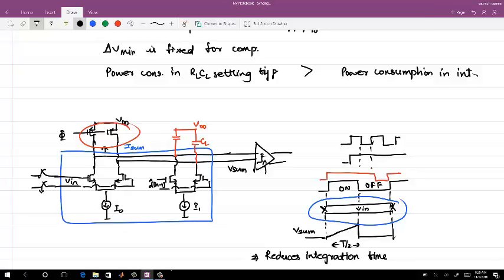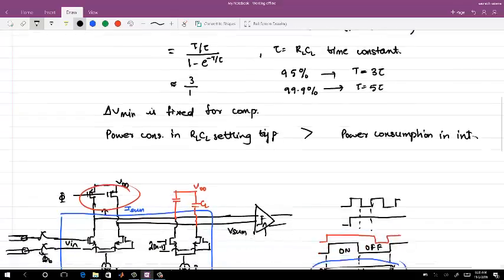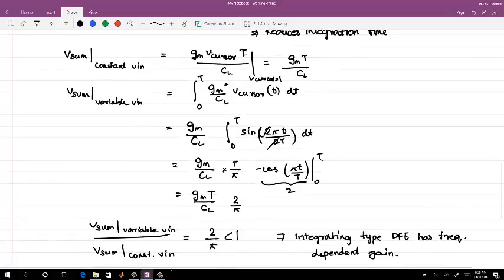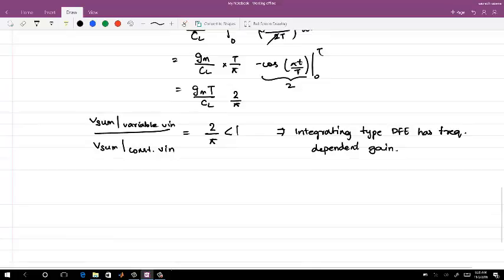So this is working at phi, you can say it is working at phi naught, phi bar. So you sample the input which is coming and then you integrate it. Now if the sampling causes any issue, that's more detail. What does the sampling introduce in the system? But this is a typical current integrating DFE which is quite often used and is more power efficient as compared to your RLCL one.